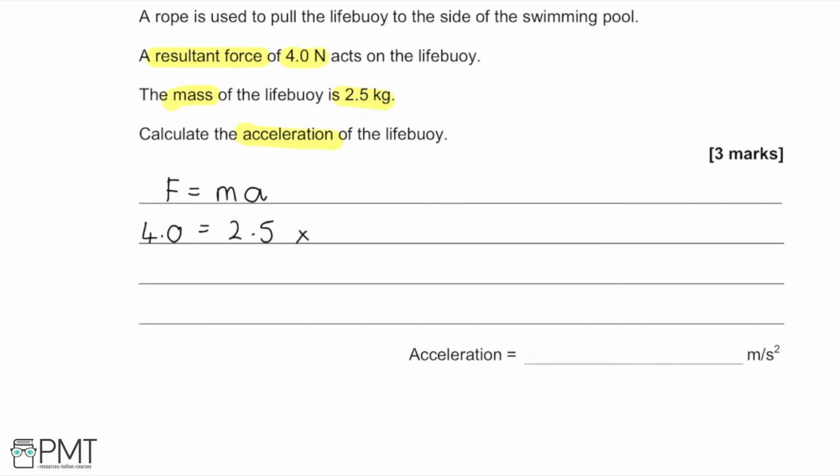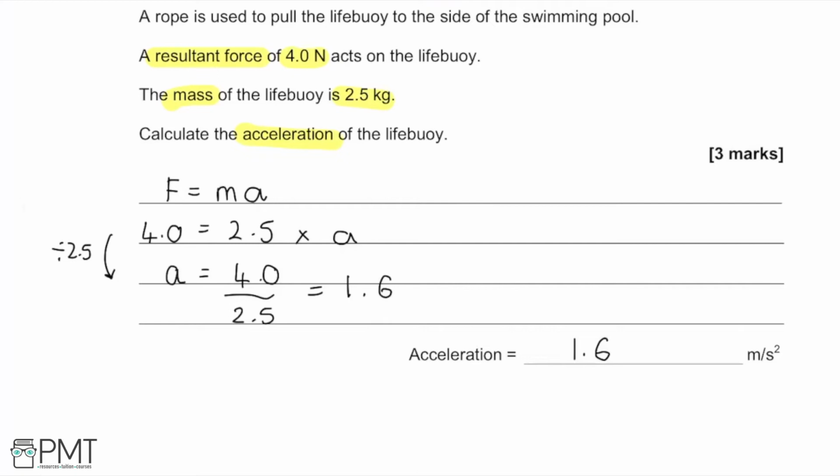And then that's multiplied by the acceleration. So if we rearrange this, divide both sides by 2.5, we're going to give ourselves an answer for the acceleration. So we have the acceleration is equal to 4.0 divided by 2.5, and that gives us a final answer of 1.6, which I can put here.